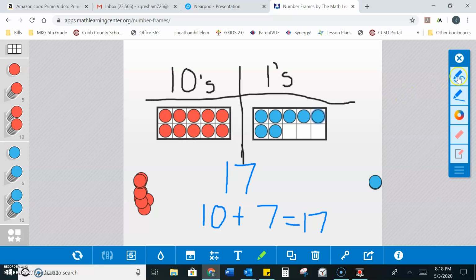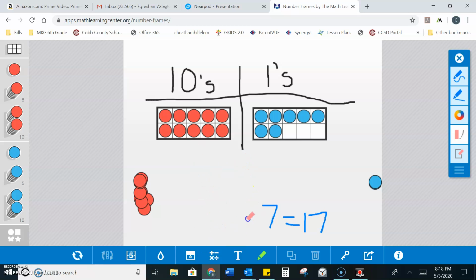And I know that because this is one group of 10, which represents this 1 as one group of 10, and this is 7 extra ones, and that represents this 7 here. So 10 plus 7 equals 17. Excellent job. Let's do one more.